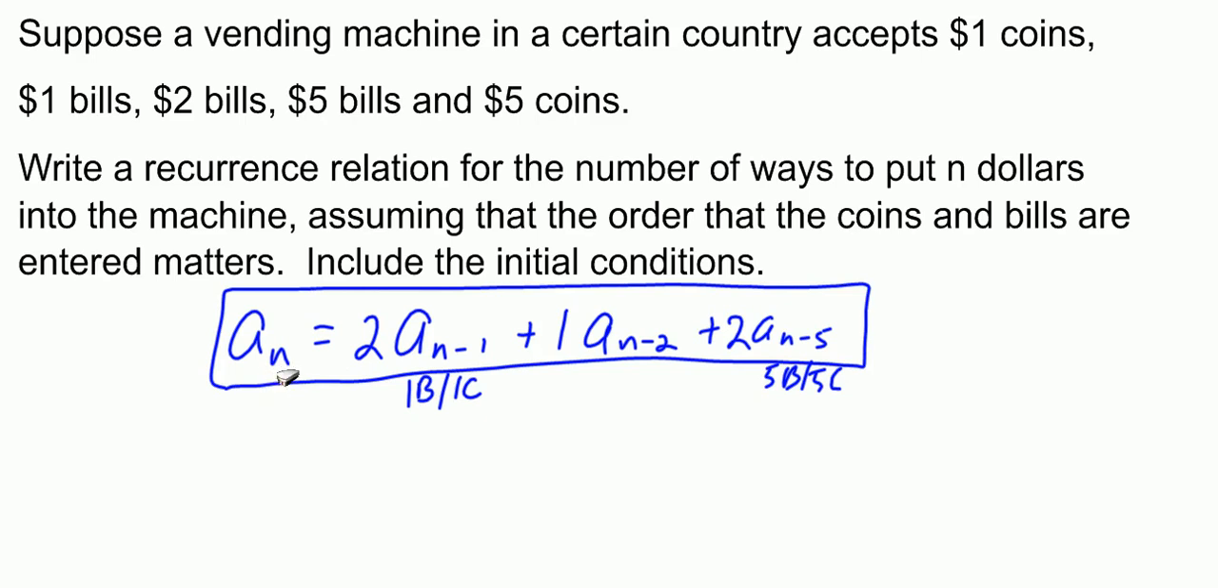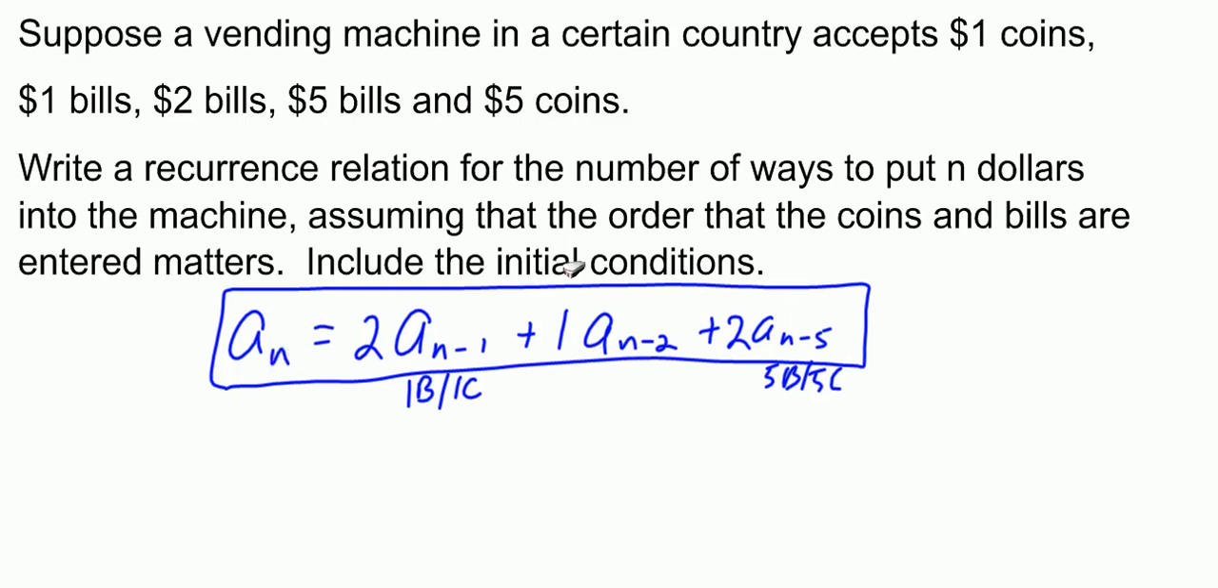How could you get to n dollars? You could either start at n minus 1 and add a $1 bill or $1 coin. You could start at n minus 2 and add a $2 bill, or you could start at n minus 5 and add either a $5 bill or a $5 coin. Okay. The 2, the 1, and the 2 are the number of different ways you could make that leap from n minus 1 to n, or from n minus 5 to n, or from n minus 2 to n.